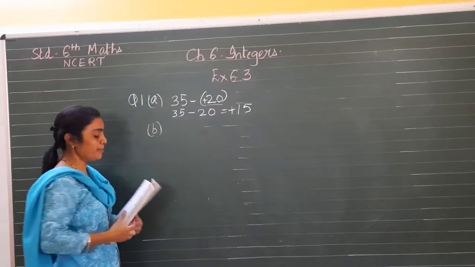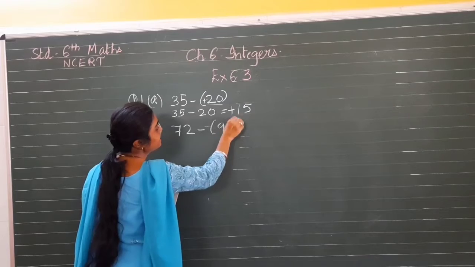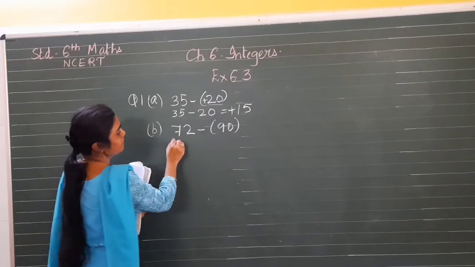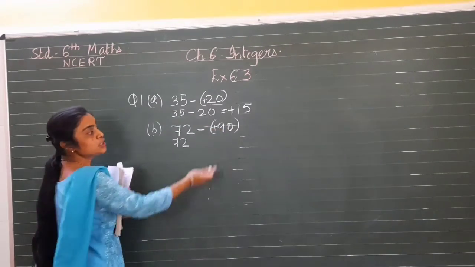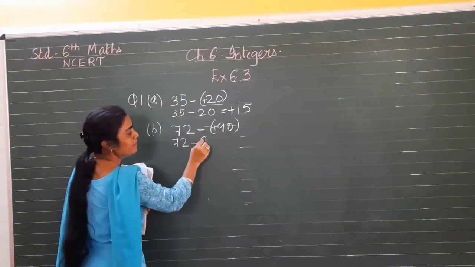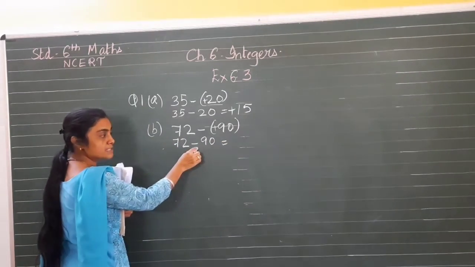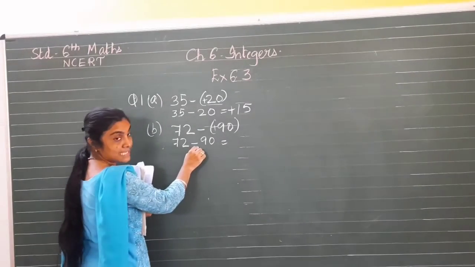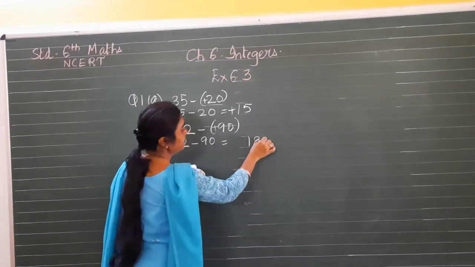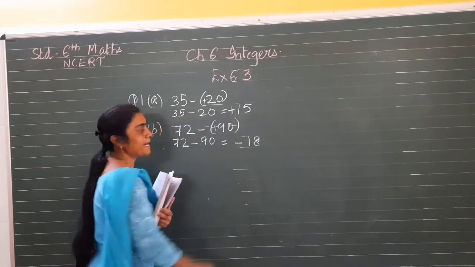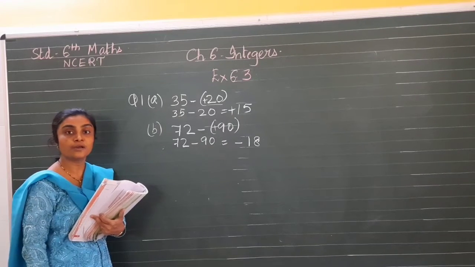Now let us see B1. 72 minus in bracket 90. Now 72 as it is, here is plus 90. So the additive inverse of plus 90 will become minus 90. Here is plus, here is minus. So according to the rule, we have to subtract and put the sign of the larger number. So 72 minus 90 will be 18 and we will put a sign of minus. So this was about question number 1. The rest of the sums you can perform using your own logic.